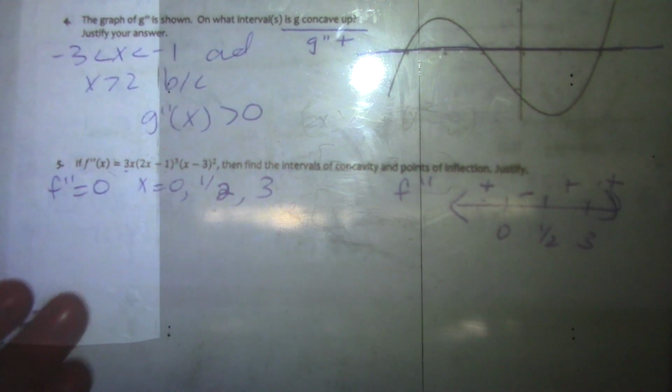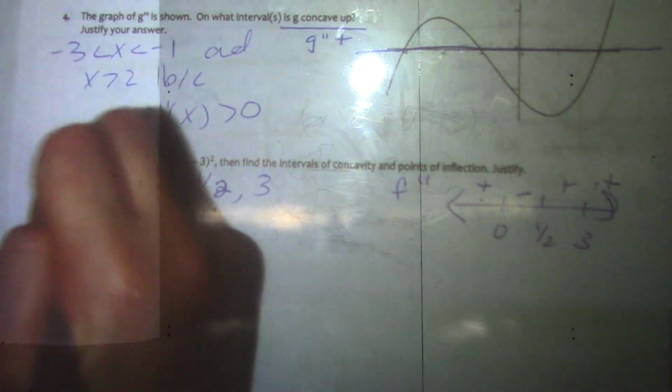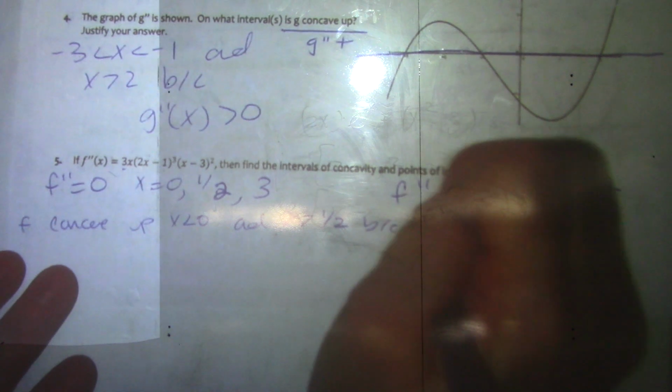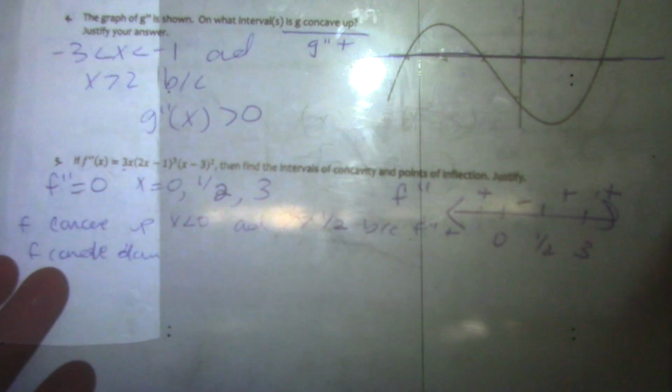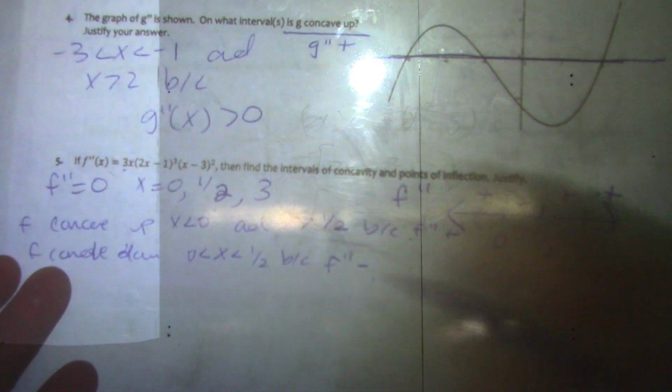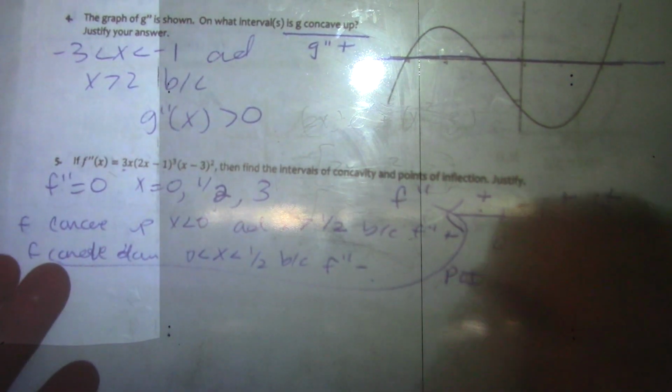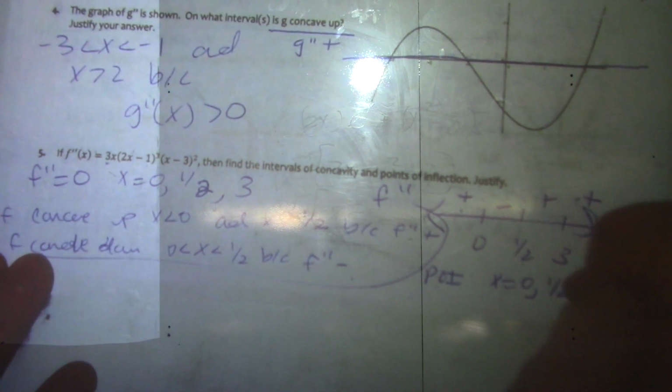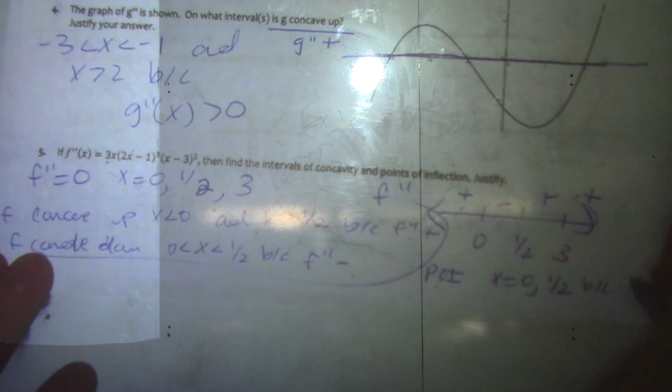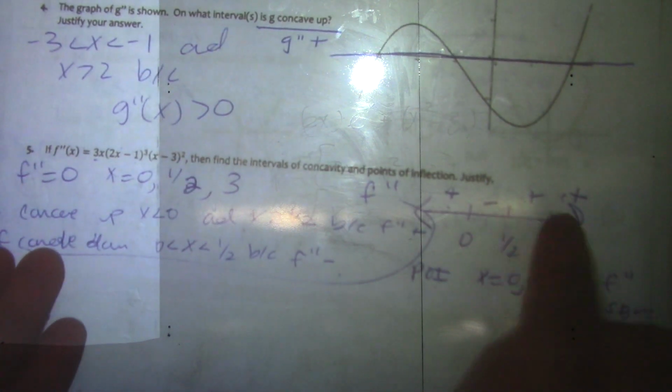So f is concave up for x less than 0 and x greater than 1 half because f double prime is positive. F is concave down from 0 to 1 half because f double prime is negative. And we have a point of inflection at x equals 0 and 1/2, but not at 3, because you need f double prime to change signs. And it does not change signs at 3. It's 0, but it doesn't actually change signs. So 0 and 1/2 are my only points of inflection.